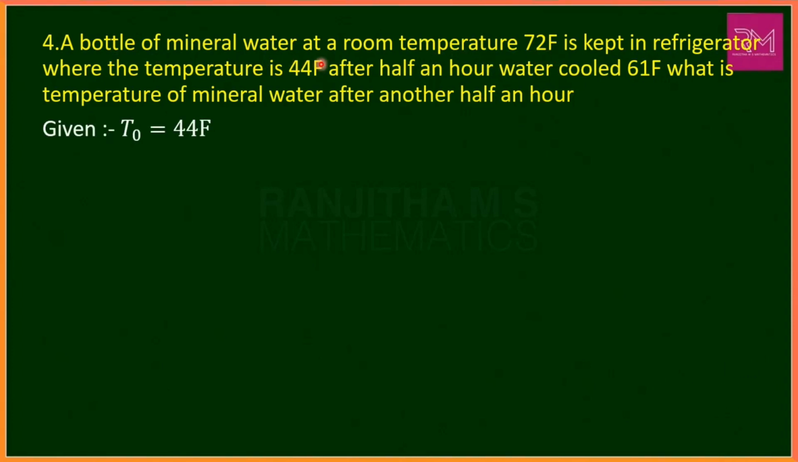Here the bottle of mineral water at a room temperature 72 Fahrenheit is kept in a refrigerator where the temperature is 44 Fahrenheit. That means the temperature T0 is 44 Fahrenheit. Initially at t equal to 0, the temperature of the bottle of mineral water is 72 Fahrenheit. After half an hour, that is t equal to 30 minutes, the water cooled and the temperature is 61 Fahrenheit. We have to find the temperature of the mineral water after another half an hour.